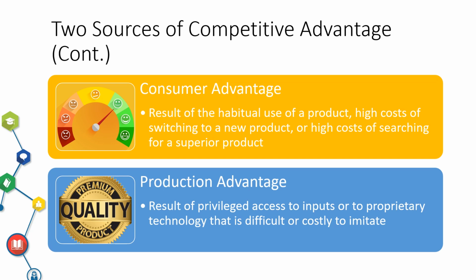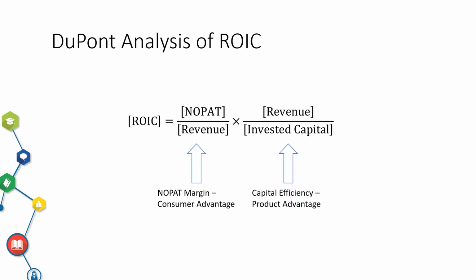A production advantage allows a company to deliver its goods or services more cheaply than its competitors, either as a result of privileged access to inputs or to proprietary technology that is difficult or costly to imitate. ROIC can provide a quick and useful way to guide this analysis.